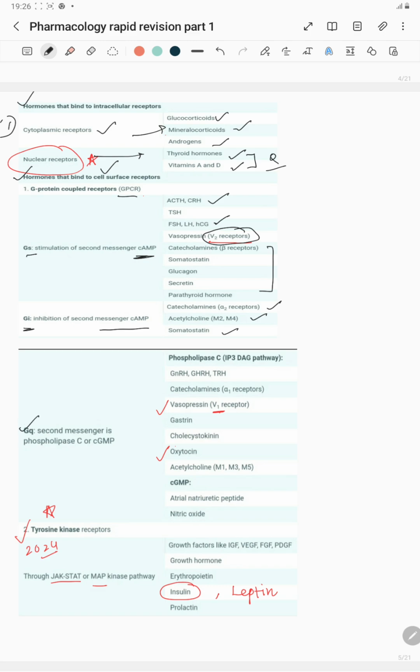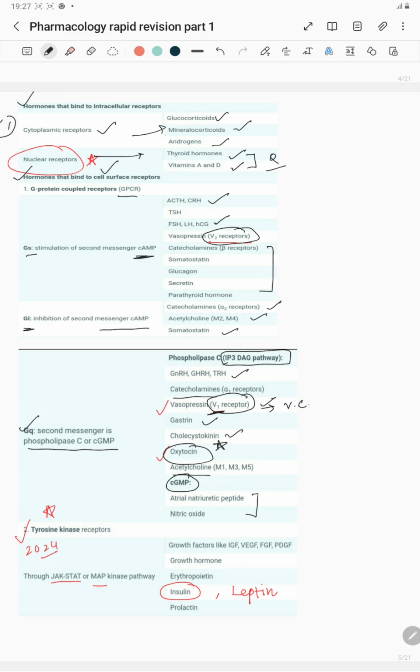GQ, which is a secondary messenger, is the phospholipase C. So phospholipase C is the IP3-DAG pathway, which includes GnRH, catecholamines, vasopressin, V1 receptor. Remember V1 receptor, vasoconstriction. It falls under the IP3-DAG pathway. Gastrin, cholecystokinin, oxytocin, acetylcholine, and via cyclic GMP.